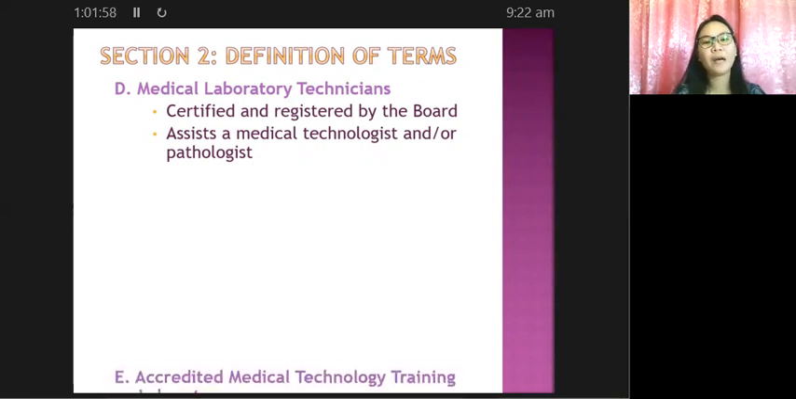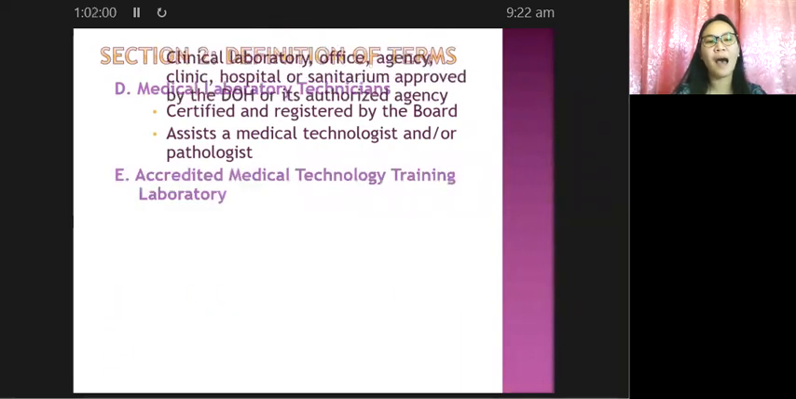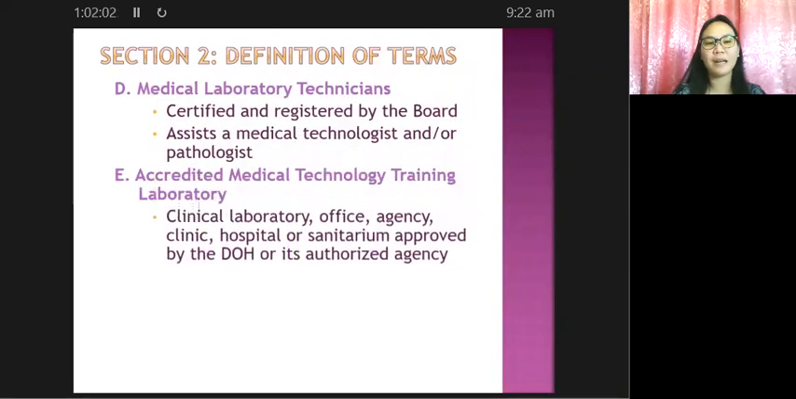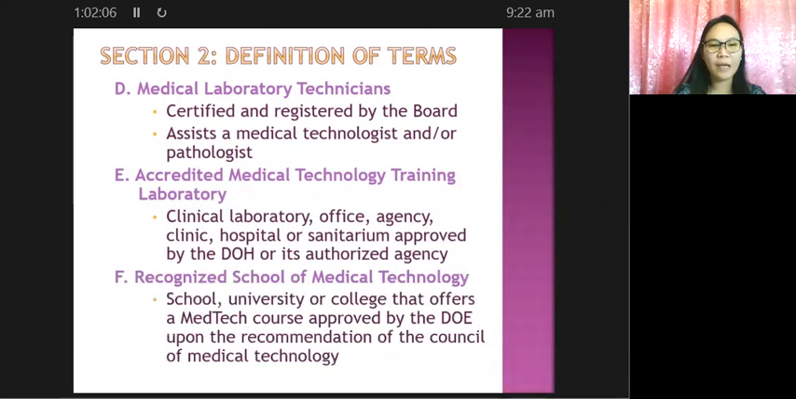All right. So other definitions, accredited medical technology training laboratory. So this is a clinical laboratory, office, agency, clinic, hospital, or sanitarium approved by the DOH or its authorized agency. Okay, later we will discuss this. Recognized School of Medical Technology. This is a school, university, or college that offers a medical technology course approved by the DOE. DOE is your Department of Education.